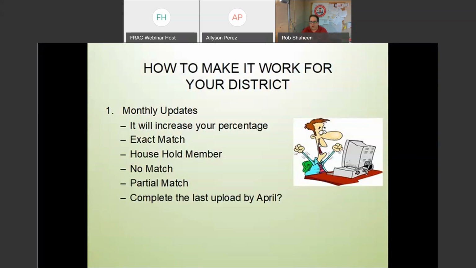And then, I know the last couple of years have been kind of strange, the date to complete that last upload is usually sometime at the end of March or beginning of April. I think they've extended those in some states for the program, but you just want to make sure you check with your state's Department of Education as to what that is. So make sure you get that last upload in before the due date, just to make sure you capture all the students. Next slide, please.